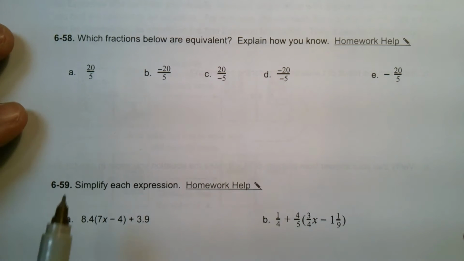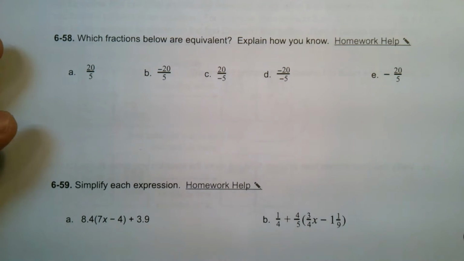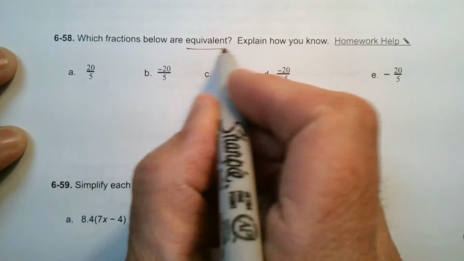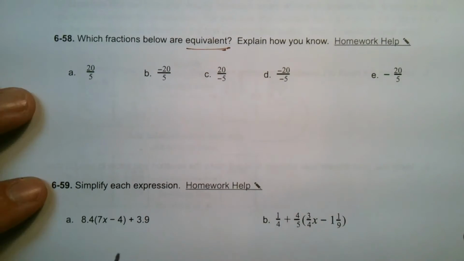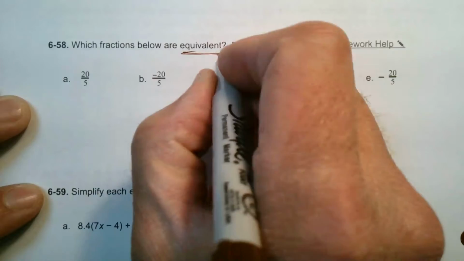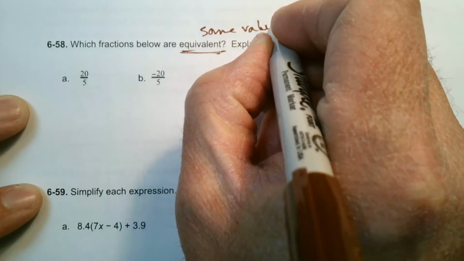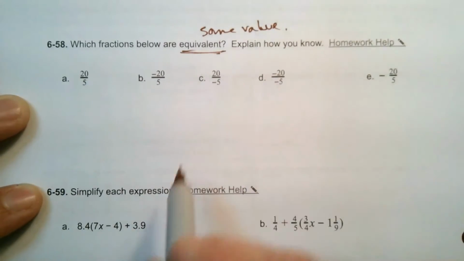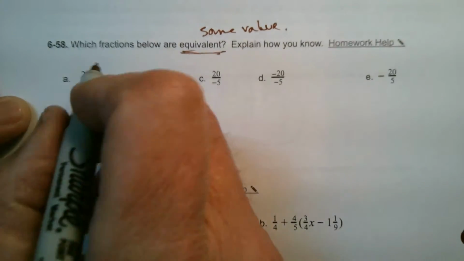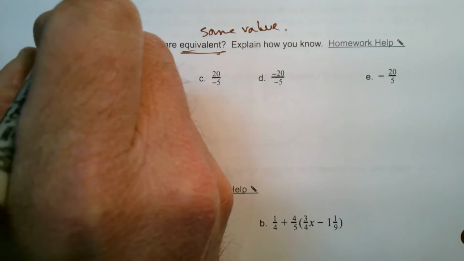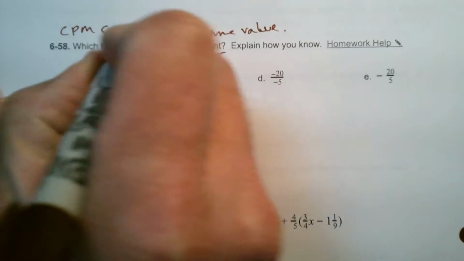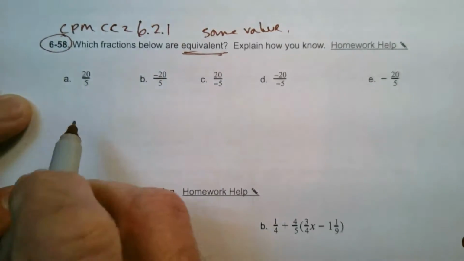We are looking at some fractions to determine which ones are equivalent, right? So which ones have the same value. Equivalent means same value, right? So equivalent fractions have the same value. So this is a problem from CPM Course 2, Section 6.2.1, number 658.